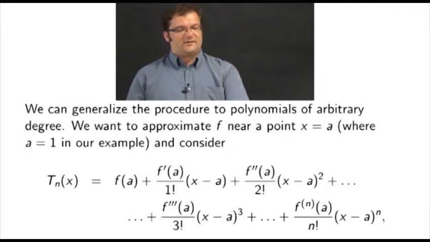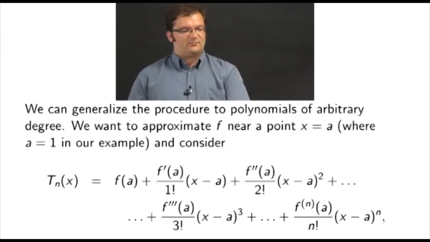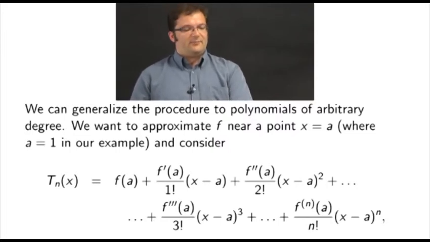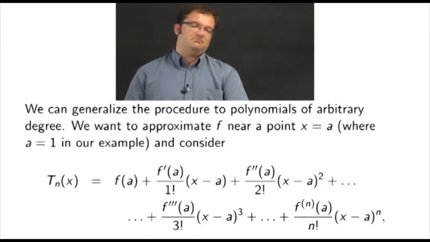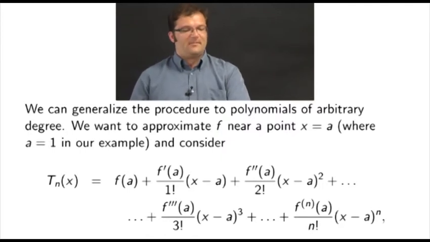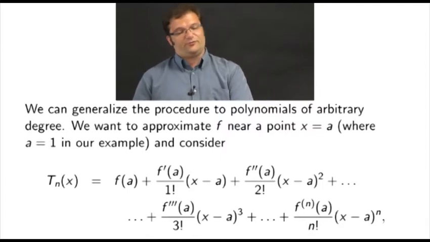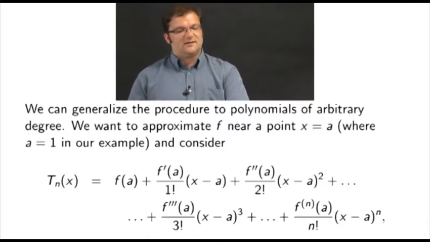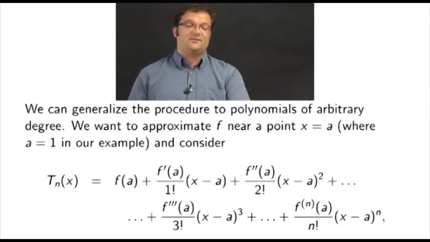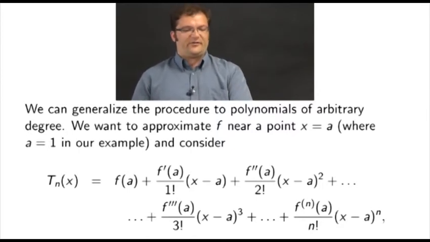This is very much built as we did in the example. So we start with f of a, then we add f prime of a over 1, times (x minus a), plus the second derivative of f at a over 2, or 2 factorial, times (x minus a) squared, plus and so on, all the way up to n. So the last term in the polynomial is the nth derivative of f at the point a divided by n factorial, times (x minus a) to the n.